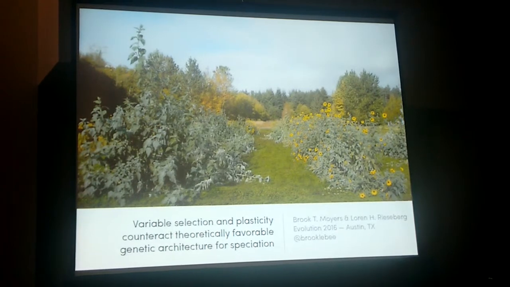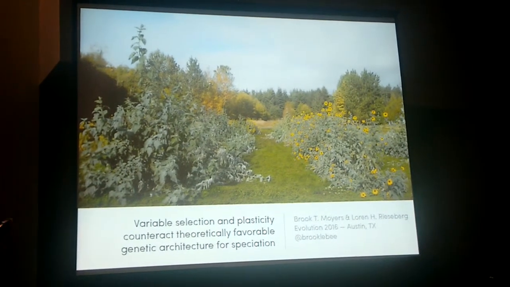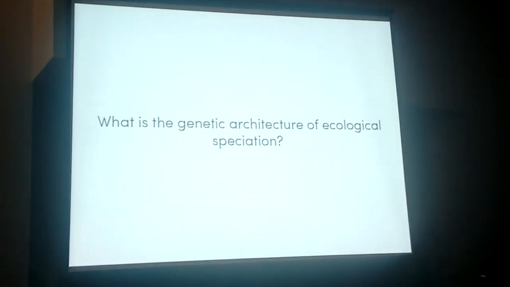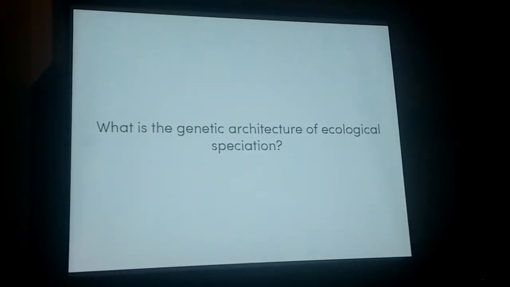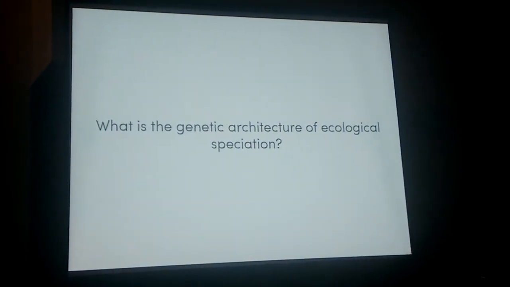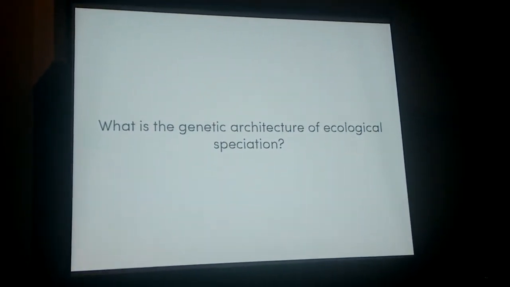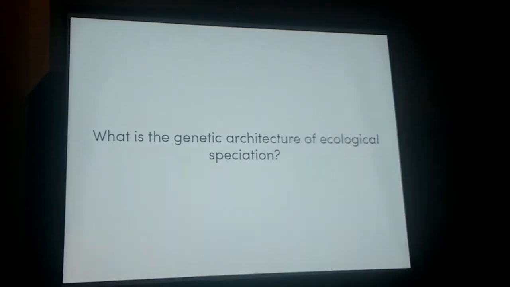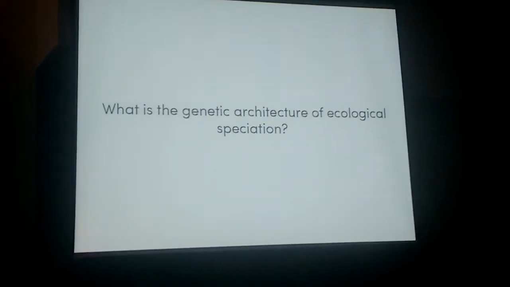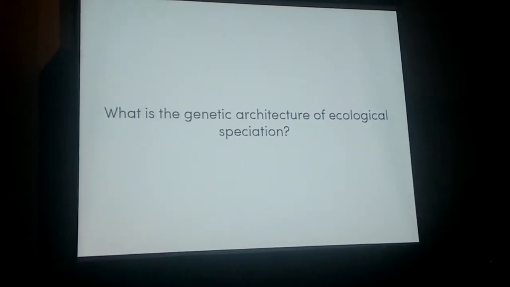So come see me. Okay, so the question I'm more used to asking is, what is the genetic architecture? How many genes, what do they do, what effect do they have on ecological speciation? And you can see patterns across systems of what we think of as putative or incipient ecological speciation systems.